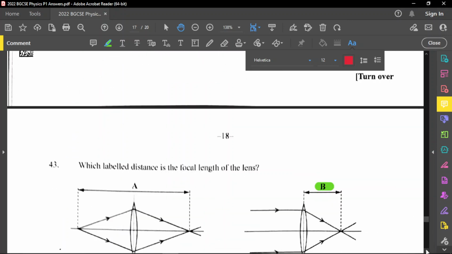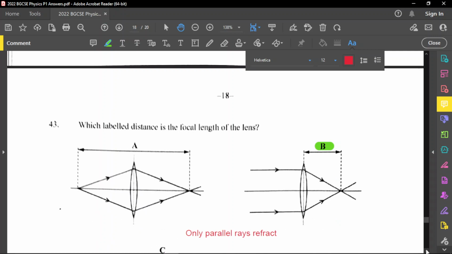All right, for question number 43, it says which labeled distance is the focal length of the lens? And here, the focal length of a lens is really from the optical center of the lens to the point where the rays actually converge. And so B is the correct answer. I want to show you something with other diagrams though, why B is really correct.